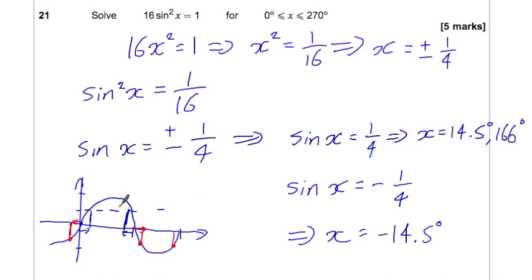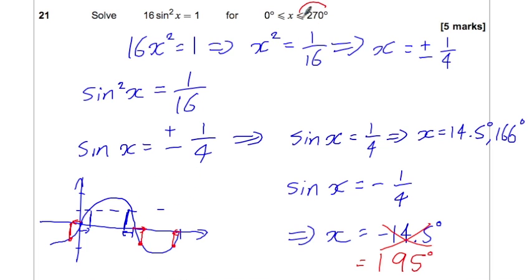Probably didn't need a calculator. It was 194.5 degrees. So to 3 significant figures, I'm just going to call it 195 degrees. Remember not to include this in your final solutions because it's not in our range. And then this one is going to be 360 minus the 14.5, which gives me 345.5. But actually, be careful.